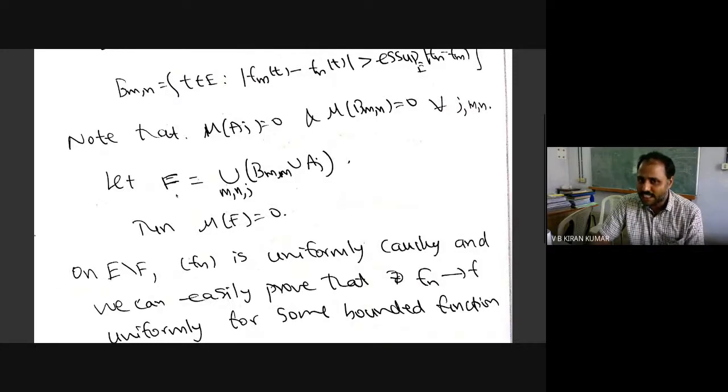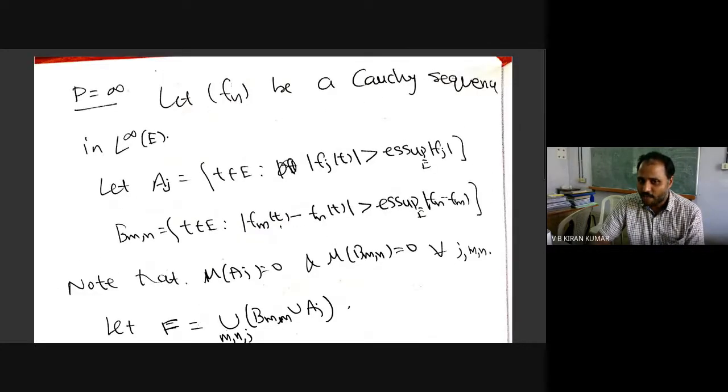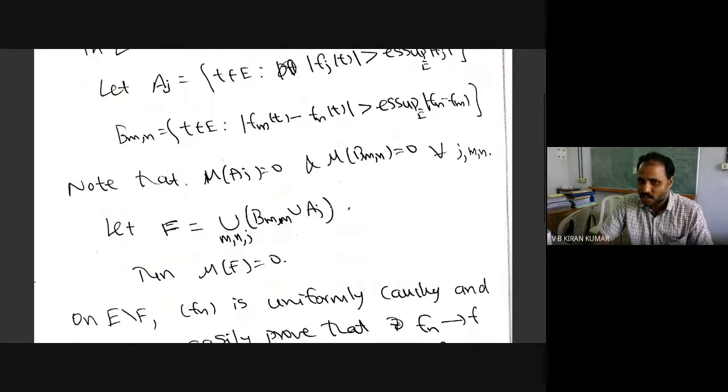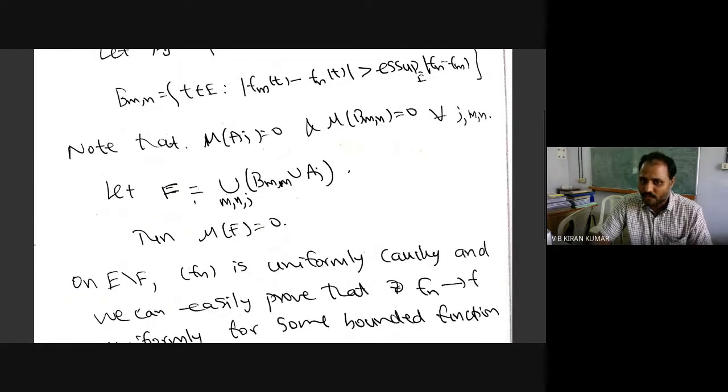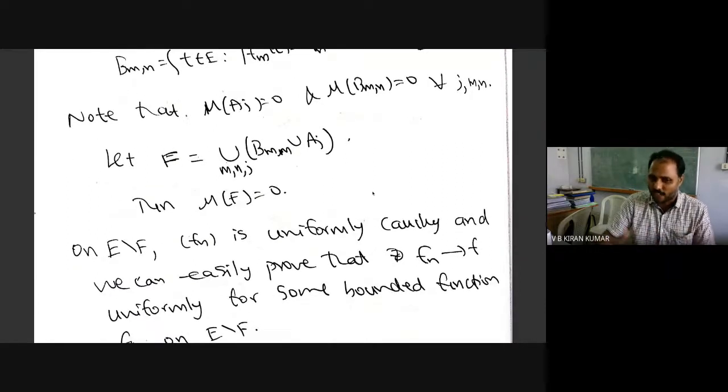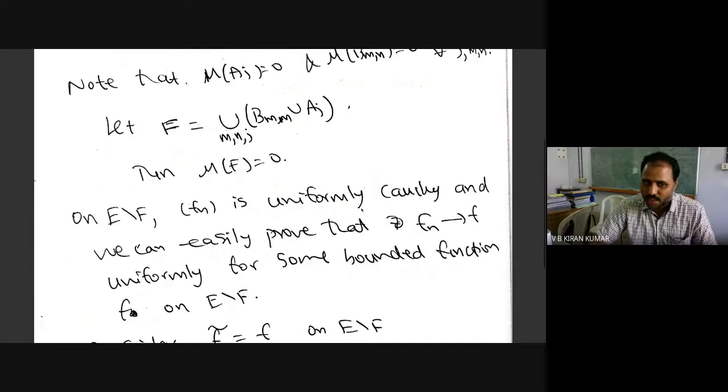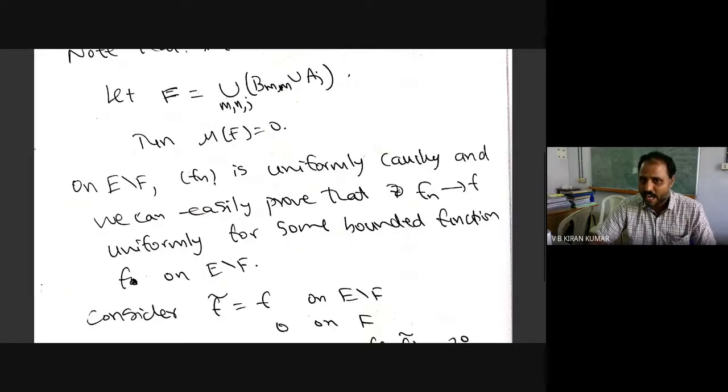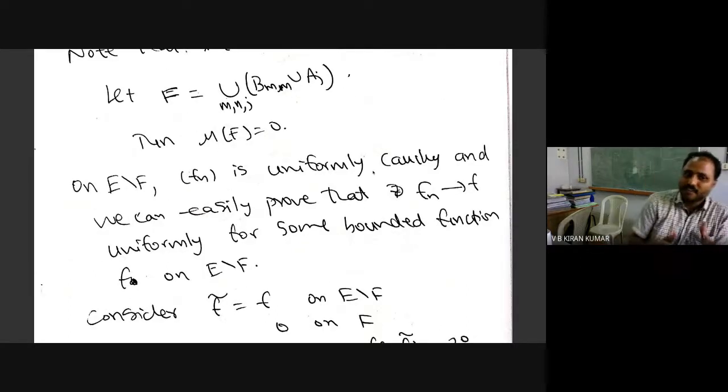So outside this F, each FJ(t) will be bounded, because it will be less than or equal to this bound. Similarly, FM and FN will be bounded. So outside this F, you are dealing with bounded functions only. Therefore, on E minus F, Fn is uniformly Cauchy. We are dealing with the sup metric, which we already did actually.